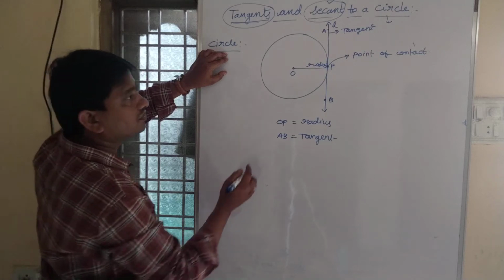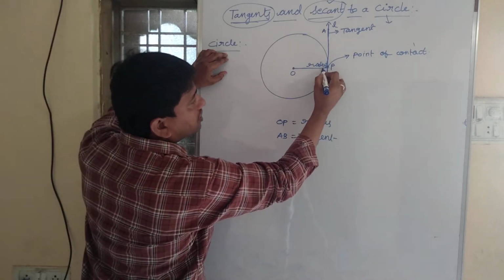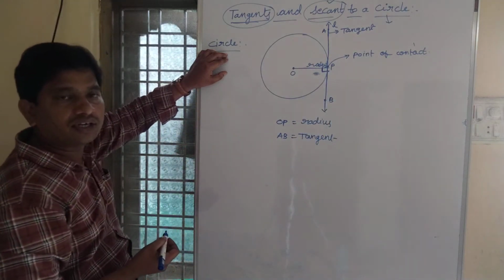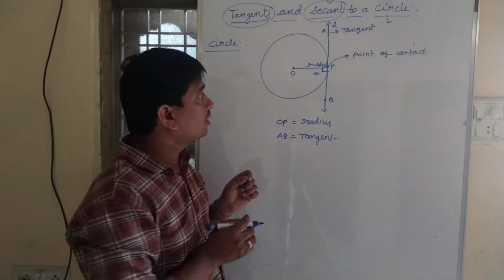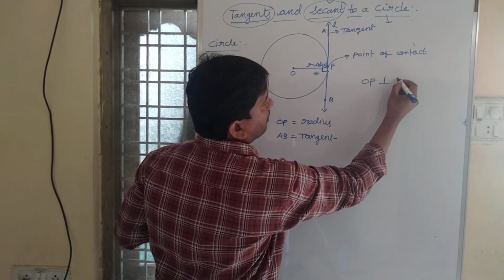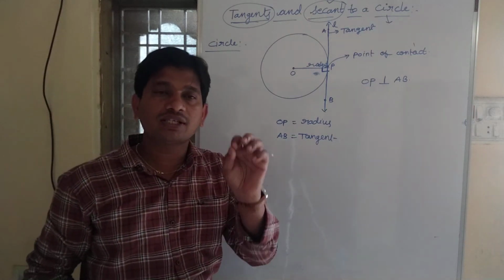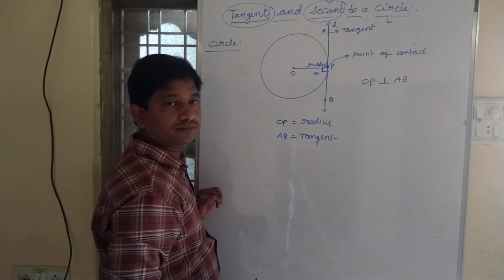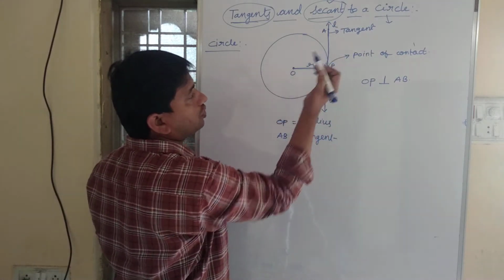If you observe here, the radius is perpendicular to the tangent. You can see here the angle made, how much is the angle? 90 degrees. So here you have to understand the theorem. The radius, that is OP, is perpendicular to the tangent AB. The radius is always perpendicular to the tangent at the point of contact. See, this is our point of contact. So OP is our radius, AB is our line, and OP is perpendicular to AB.